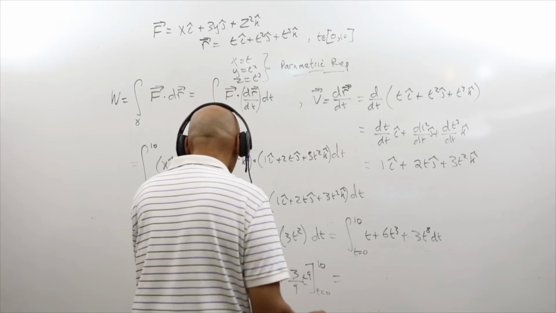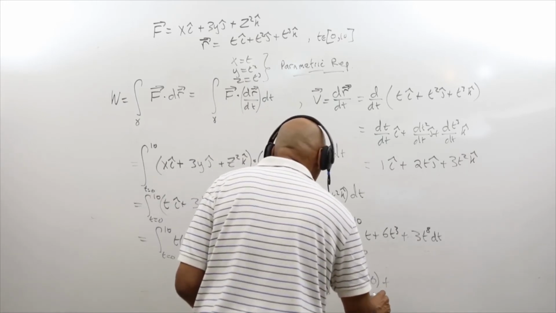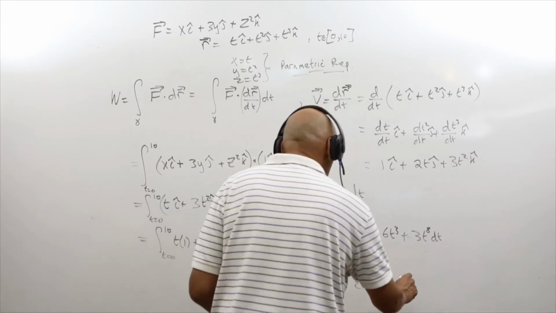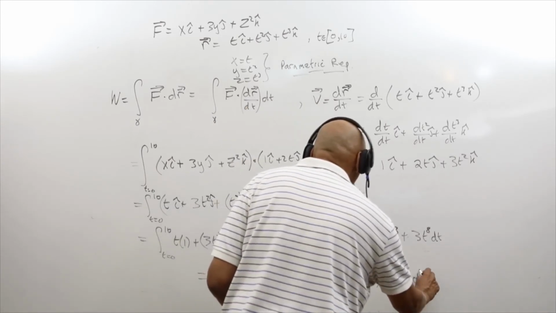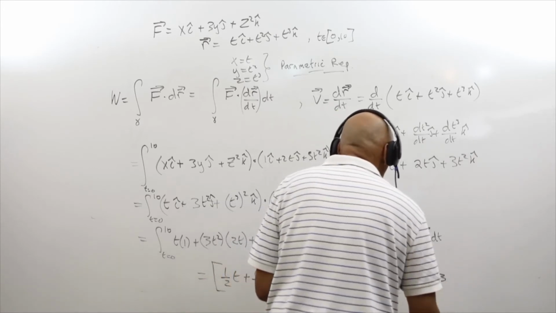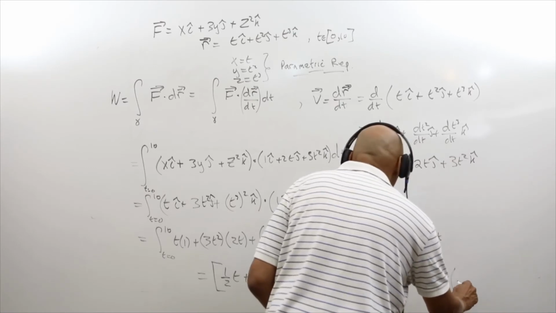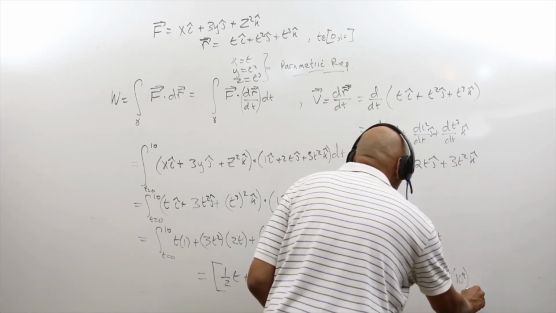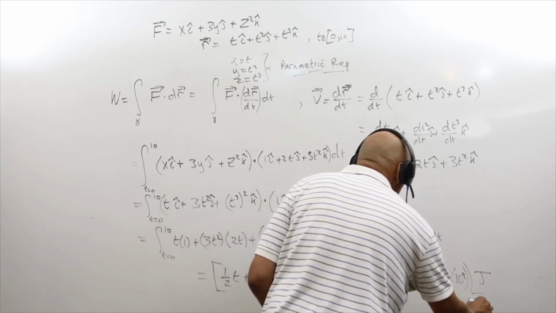So this is now just 1/2 times 10 squared plus 3 over 2 times 10 to the 4th plus 1/3 times 10 to the 9. And the whole answer is in joules.